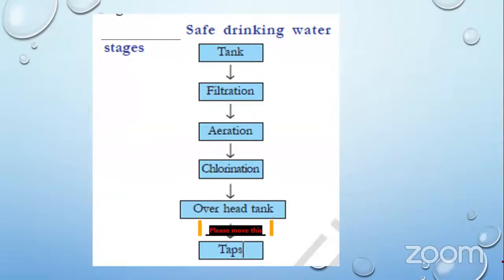Now, this flow chart you also have in 7th class. It is showing the stages of safe drinking water, that is, how we get water into the taps. Now we will see about the stages. This flow chart is showing the stages of safe drinking water. Now, first let us see the tank.